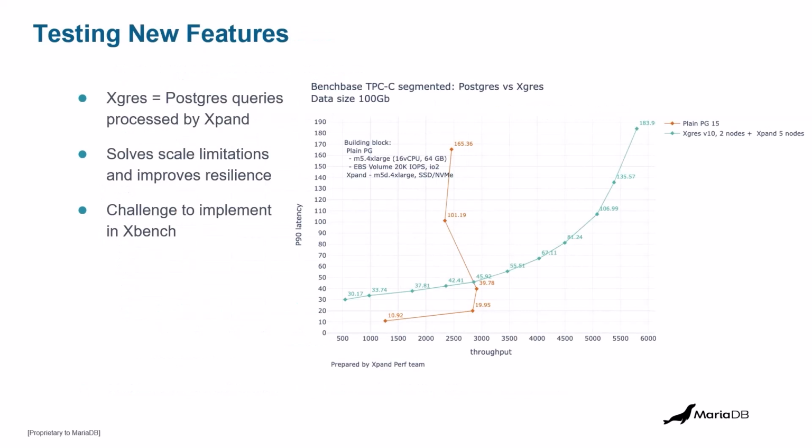And so for this last example, I'd like to showcase the ability to test new features. Earlier, I believe the X project was announced in OpenWorks, and we're calling it Exgress here, is basically using the Postgres foreign data wrapper to allow processing Postgres queries by Expand. We're going to run some performance tests, and we have some data here automated using Xbench.